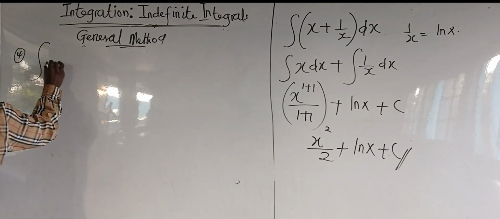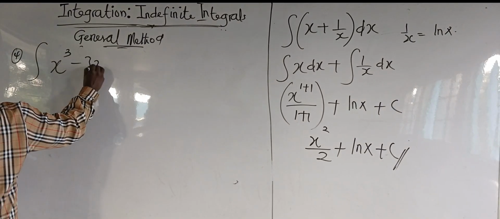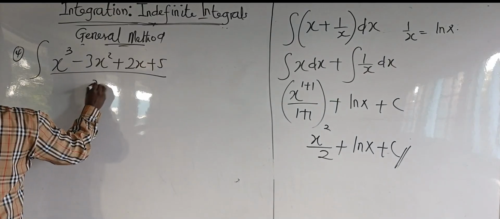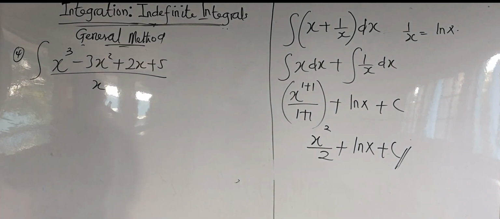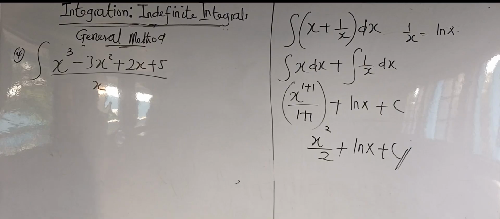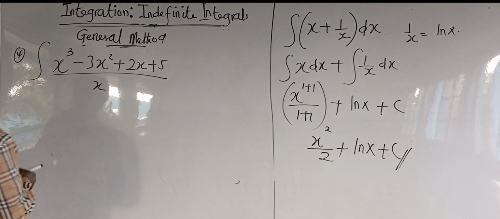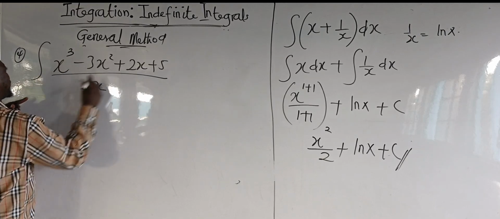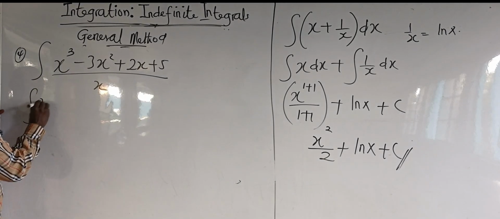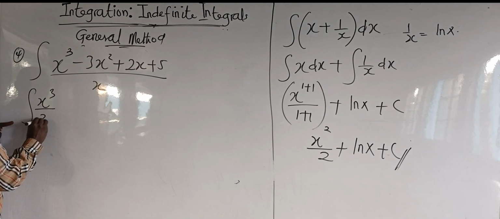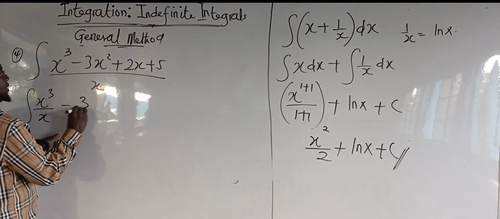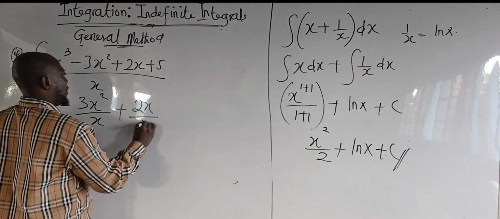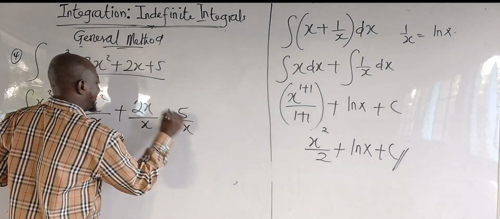4. So we're asked to find the integral of this value, 2x plus 5 over x. I want to do this one. So from here, what do we do? First off, this x is to divide all of this one first. So we have cube over x here, then minus 3x squared over x here, plus 2x over x here, and then 5 over x here.